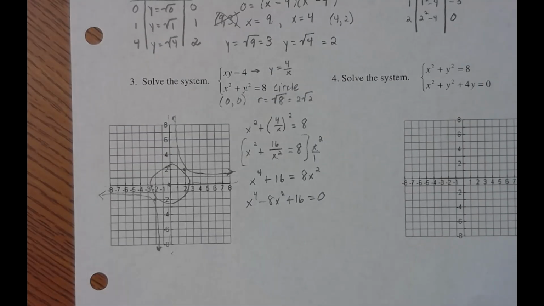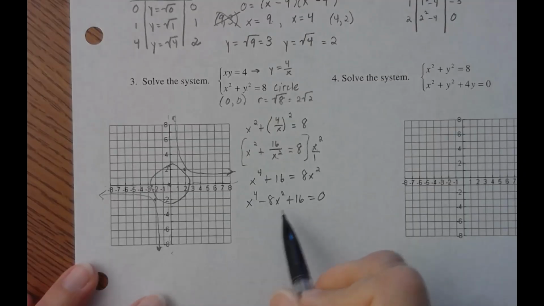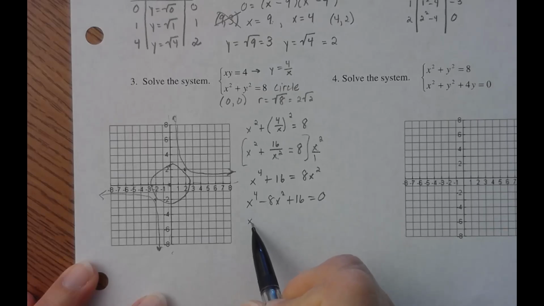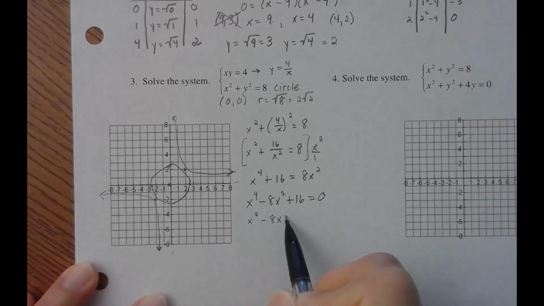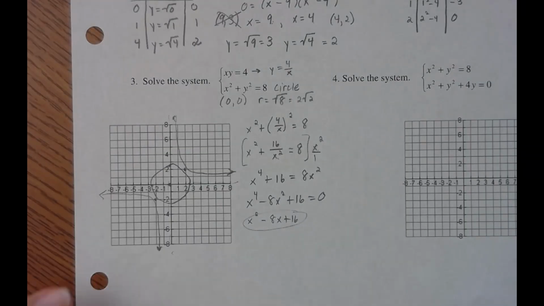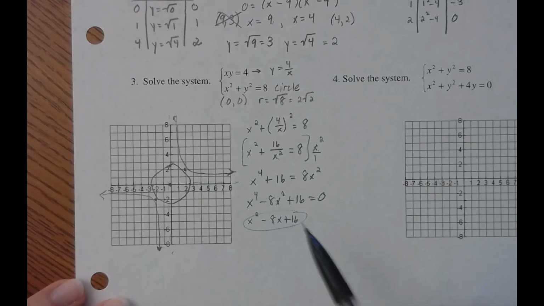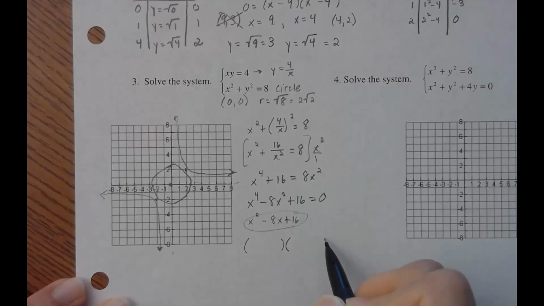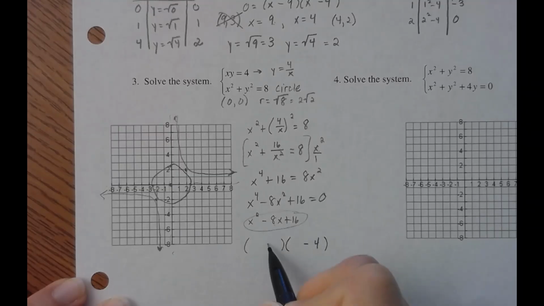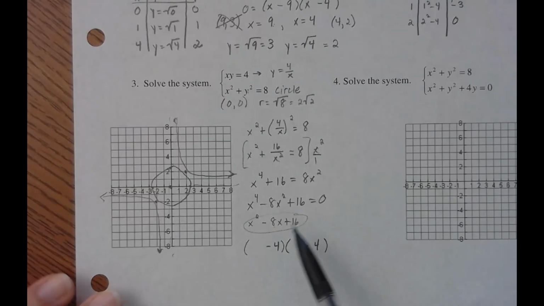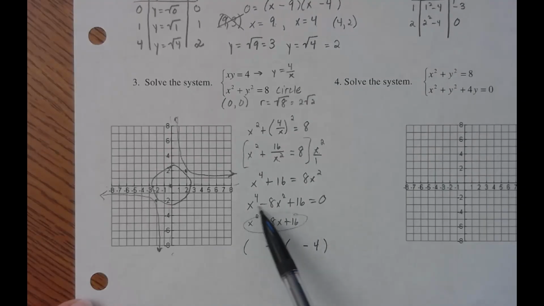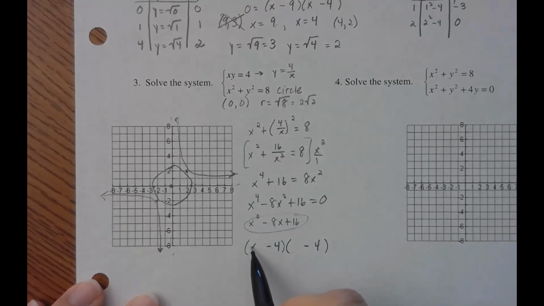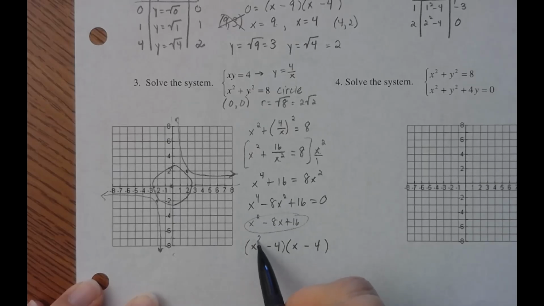Now you may be saying to yourself, but I've never factored x to the 4th power, and that's okay. You can treat this as if it were x squared minus 8x plus 16. It's the same type of process. What will multiply to a positive 16 and add to a negative 8? Well, that would be -4 and -4. The only difference between what you're used to doing and our new situation is that instead of x here and here, we're going to have x squared.